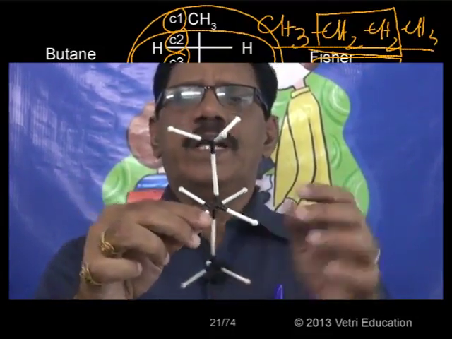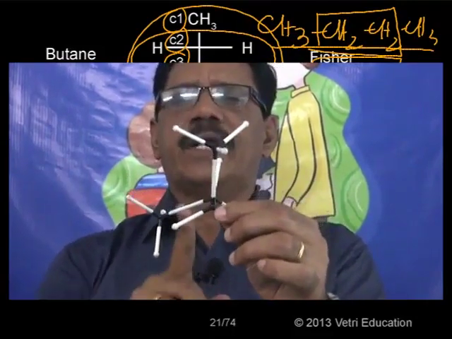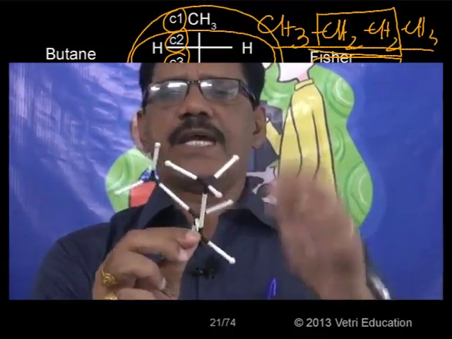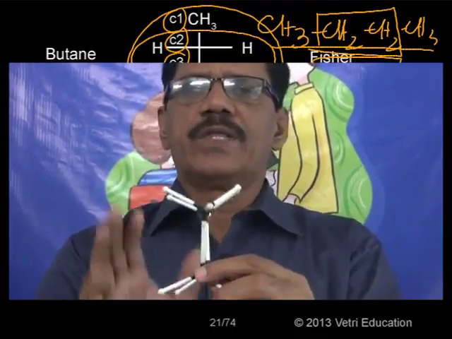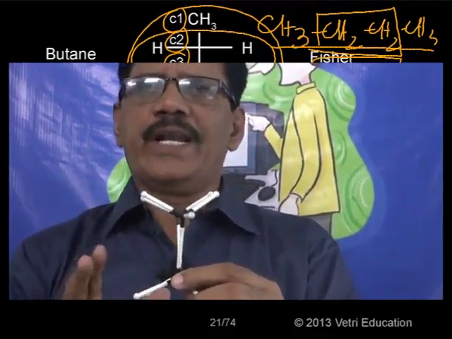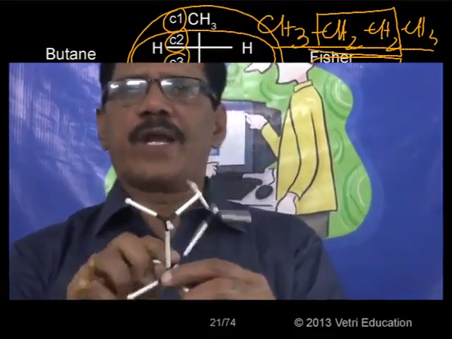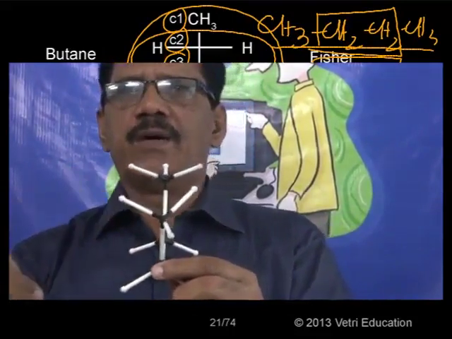Fourth. And again I am rotating. Now this is again eclipsed. Again 60 degrees, then again staggered. And finally it comes back to the original. So there are totally six possibilities. Out of six, two are identical: two and six are identical, and three and five are again identical.